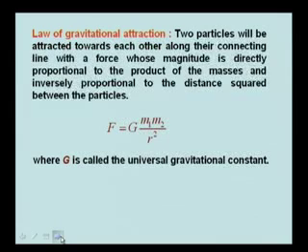Now, Newton also provided a law of gravitational attraction. Two particles will be attracted towards each other along their connecting line with a force whose magnitude is directly proportional to the product of the masses and inversely proportional to the distance squared between the particles. So, F is equal to G times m1 times m2 divided by r squared, where G is called the universal gravitational constant. By this, you find the value of the force.